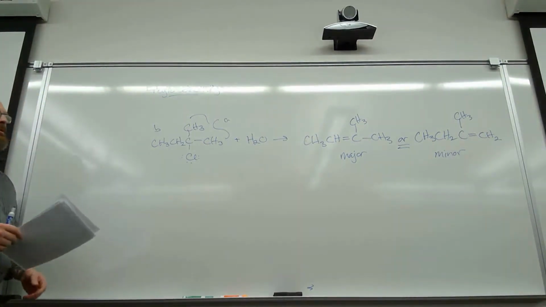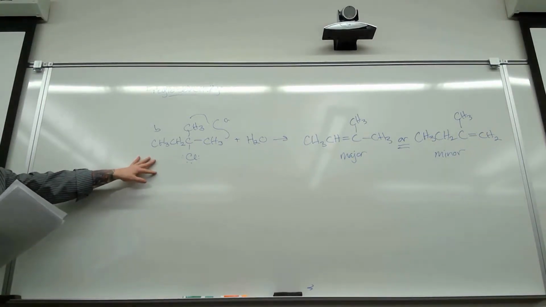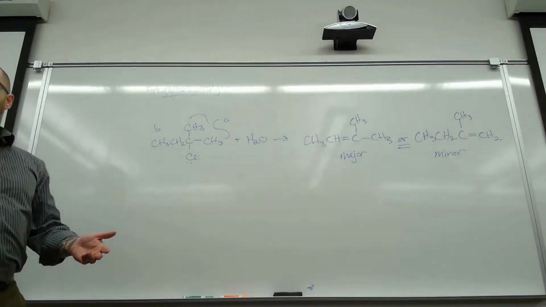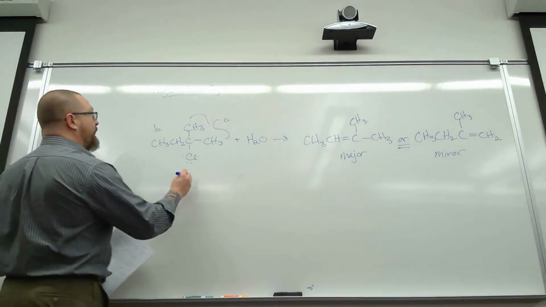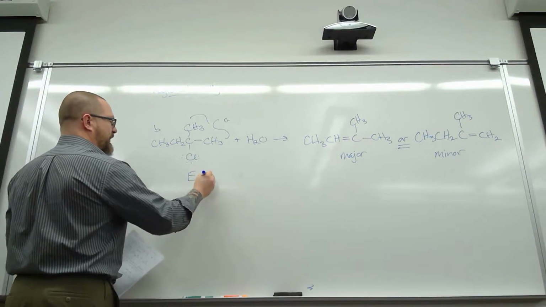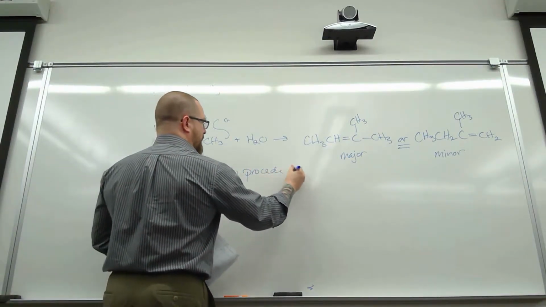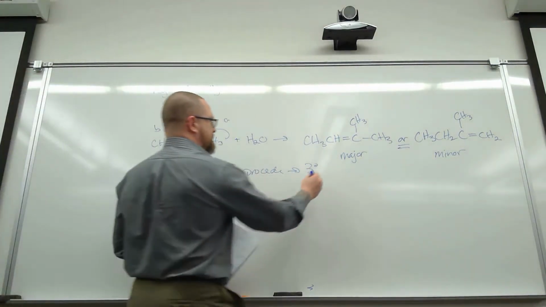Now, you've probably noticed so far that all of our examples have been tertiary. Why do you think that makes sense? Right, it's only tertiary. You're not going to get spontaneous loss of a halogen from an alkyl halide if it's secondary or primary or methyl. So for E1 reactions to proceed, it has to be a tertiary alkyl halide.